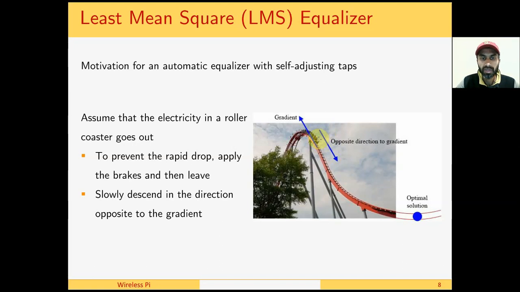To prevent the rapid drop, a good strategy is to apply the brakes and then leave the brake so that the roller coaster travels in a direction opposite to the gradient. And then we apply the brakes and leave them again, and again. The roller coaster will slowly descend in the direction opposite to the gradient and will come to rest at this optimal point.